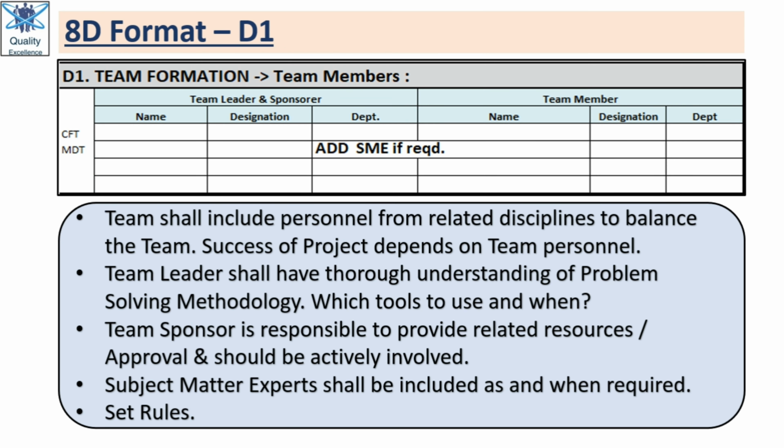So now let us start with D1, that is team formation. Here you have to form a team which includes a team sponsor, team leader and team members. Team members should include all the related disciplines or departments like production, quality, maintenance, manufacturing, engineering, design, etc.